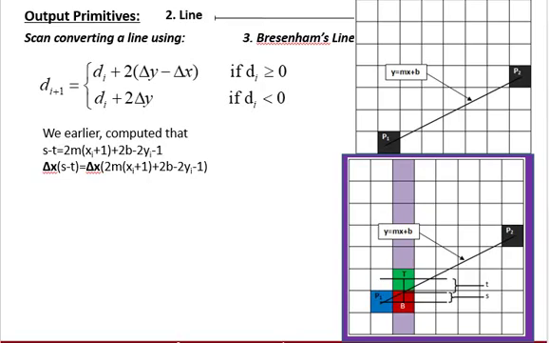In this section of Bresenham, if the value of d is greater than 0, then we will go for d(i+1) using this formula, and if it is less than 0, that is, 0 is greater than di, then we will go for this formula.